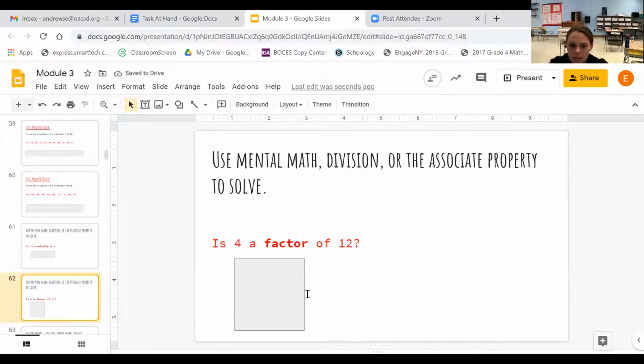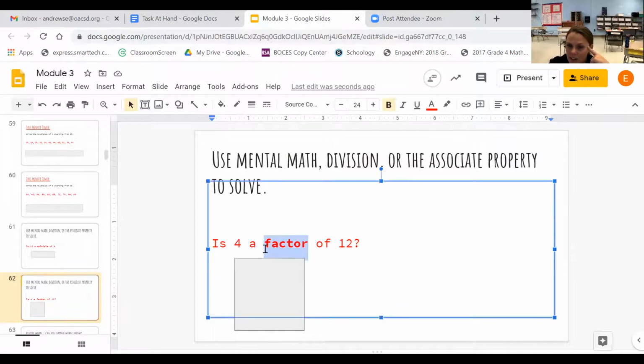Let's try another one. Go ahead, erase your boards. Now, I tried to bold this, so we noticed it was a different precise word. Is 4 a factor of 12? So in your head, you need to think, well, what is a factor? Is 4 a factor of 12? What I'm asking you, is something times 4 going to give you a product of 12? I need you to write on your board, yes, Mrs. Andrews, and explain how you know, or no, Mrs. Andrews. I'll give you a second. I'll drink my coffee while you solve this.